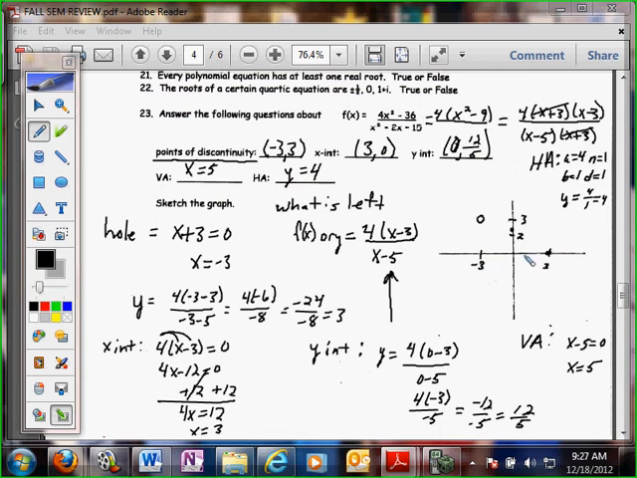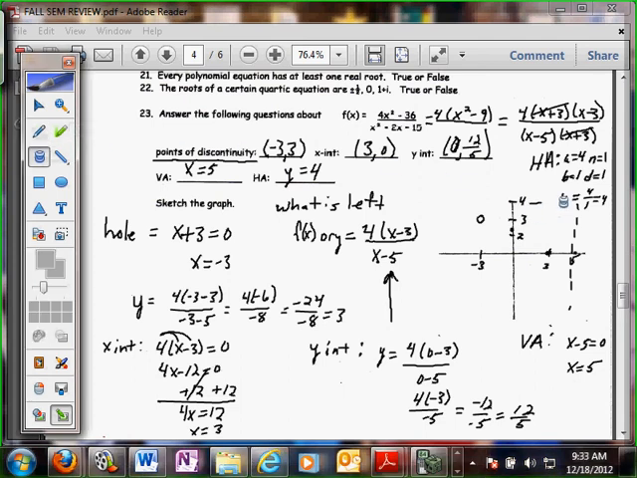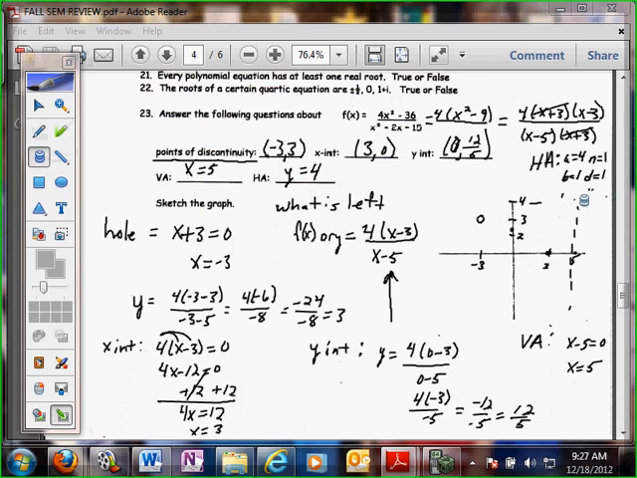I have a vertical asymptote at x equals 5. So if that's 5, my vertical asymptote is here. And I have a horizontal asymptote at y equals 4. So that is here.